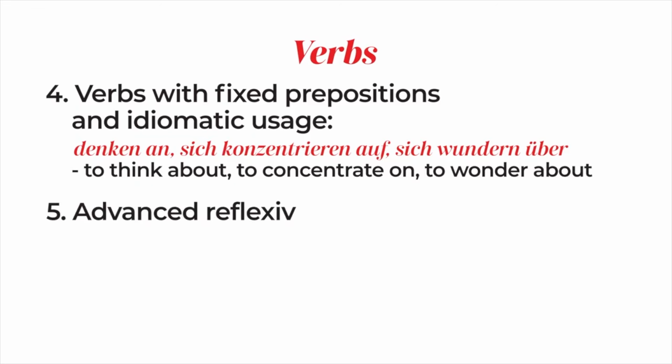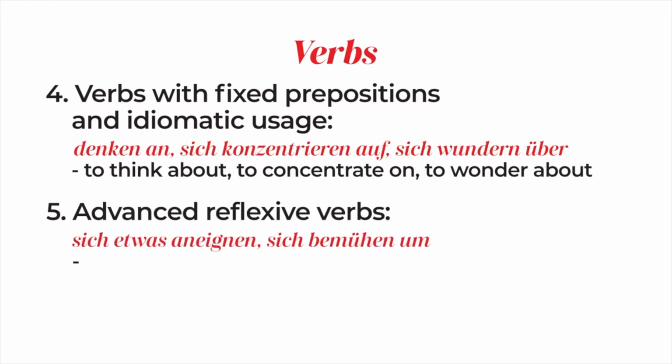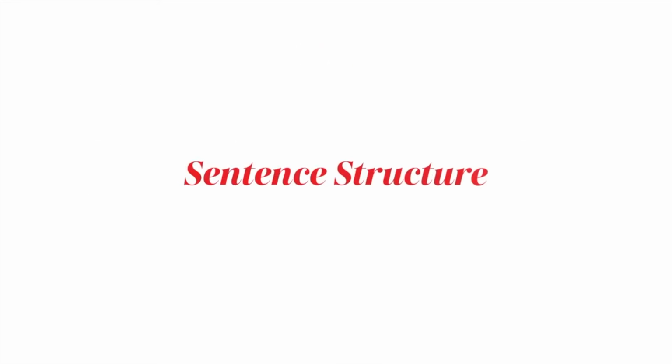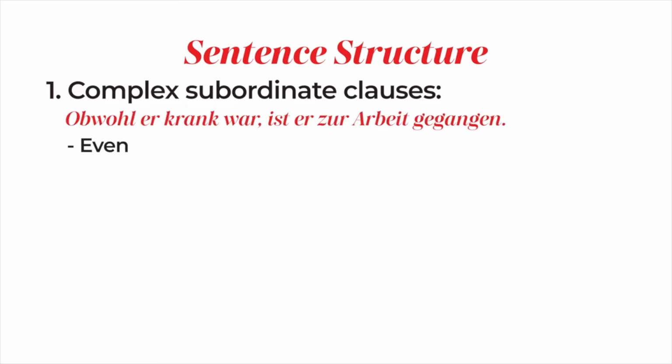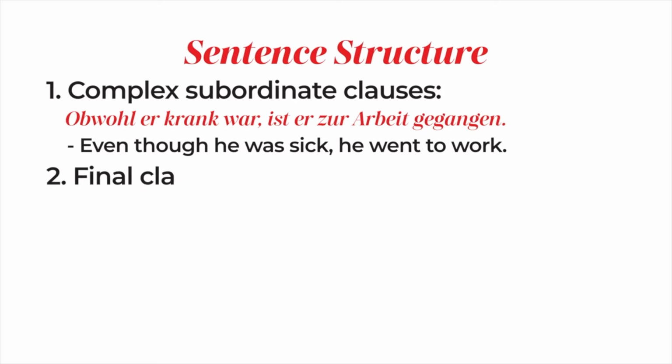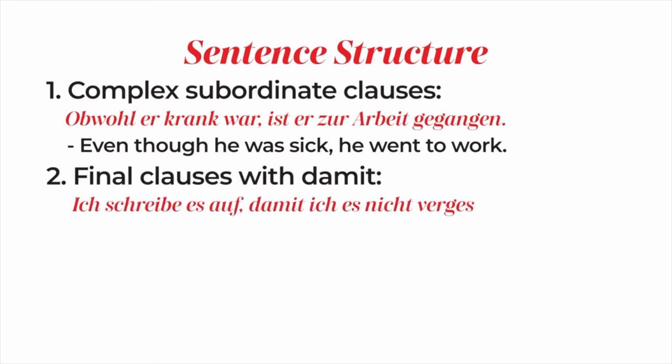Advanced reflexive verbs. Sich etwas aneignen. Sich bemühen um. To acquire something. To strive for. Sentence structure. Complex subordinate clauses. Obwohl er krank war, ist er zur Arbeit gegangen. Even though he was sick, he went to work. Final clauses with damit. Ich schreibe es auf, damit ich es nicht vergesse. I'm writing it down so that I don't forget.